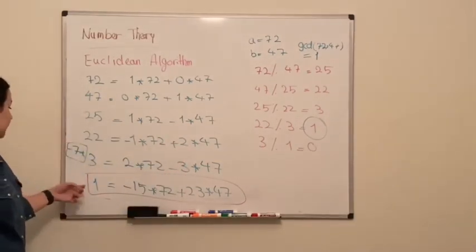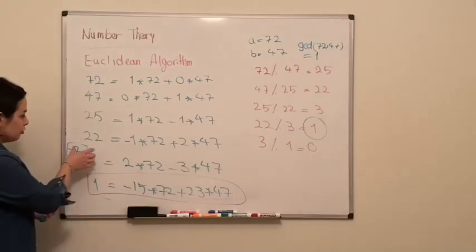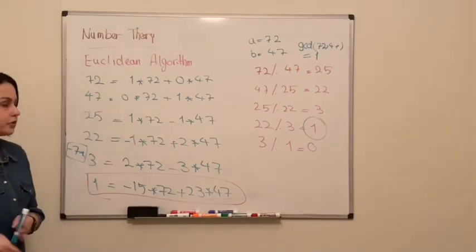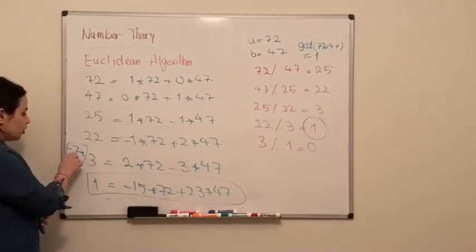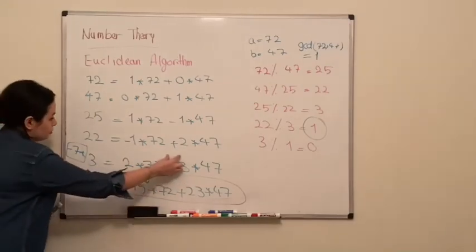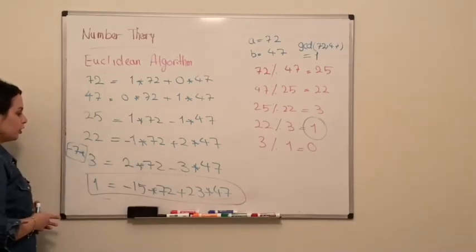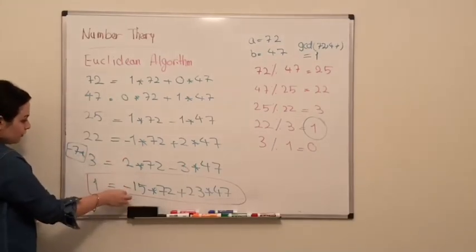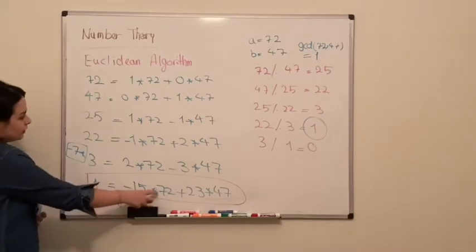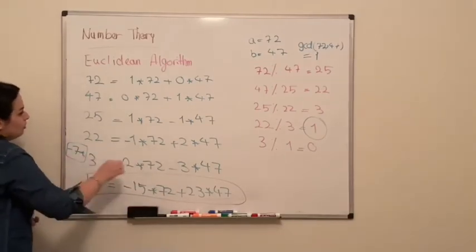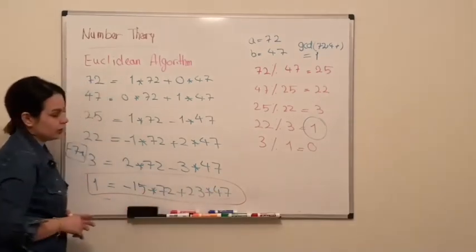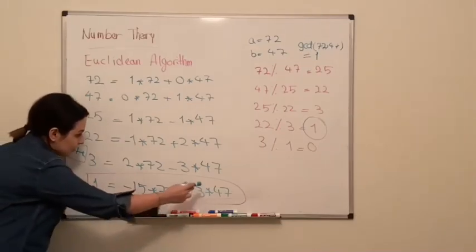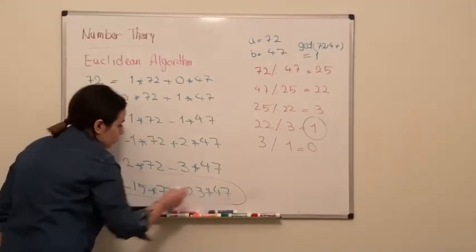In the next step, to reach that 1, I need to see that 22 minus 7 times 3 will be equal to 1. So I need to multiply that 7 into both parts of my equation, or linear combination. And it will be negative 1 minus 14, which is negative 15, times 72, and 2 plus 21, which is 23, times 47. Okay, now I have 1 and I can write it as a combination of 72 and 47.